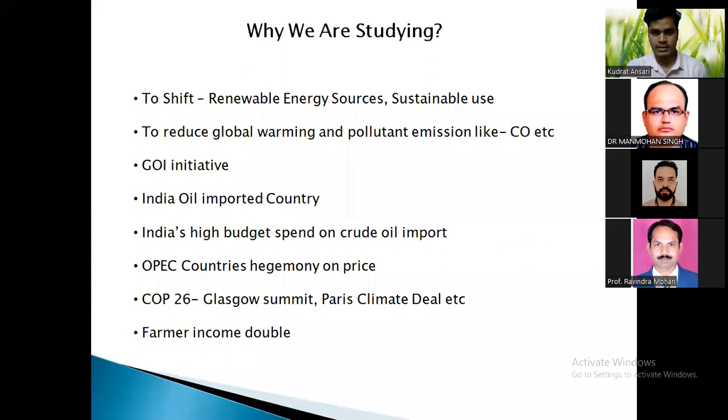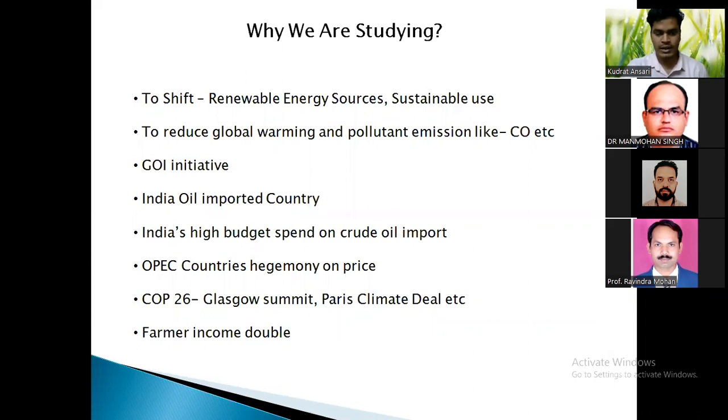Now, why are we studying this? So the question comes to mind. The first reason is to shift from fossil fuel to renewable energy sources for sustainable use, from the point of view of our future upcoming generations, and it also helps to reduce global warming pollution like toxic gas emissions, carbon monoxide, nitrogen oxide, and sulfur dioxide, etc.